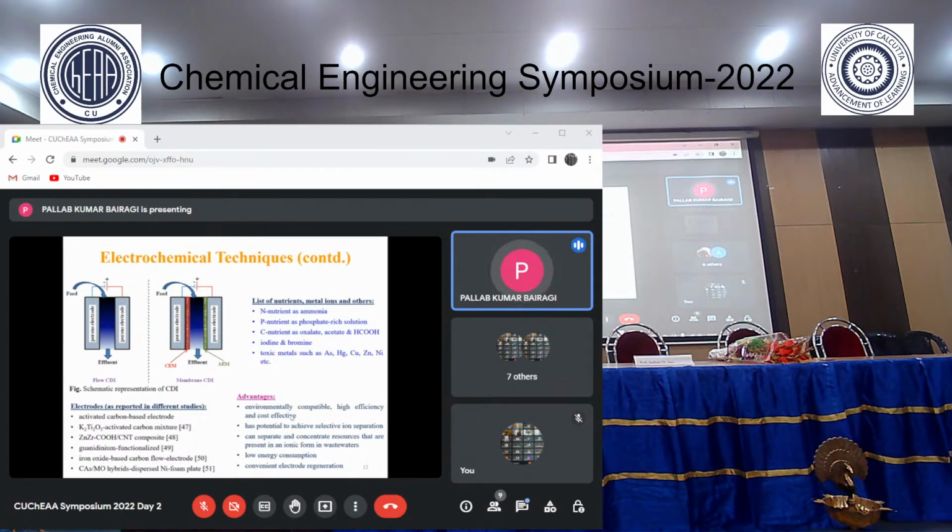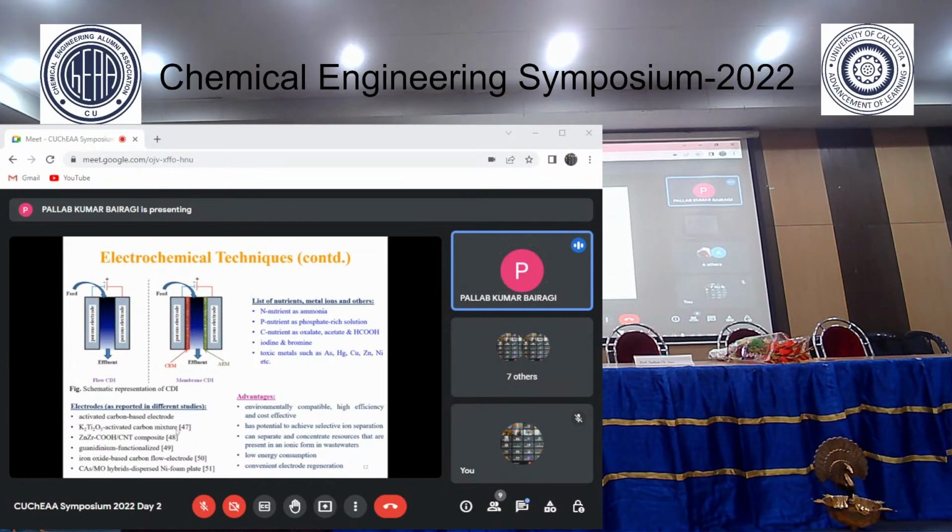The constantly charged positive ions like potassium, sodium, and calcium are largely released back into the waste stream because of polarity reversal. Recovery of ammonia has also been studied from various wastewater streams, such as coal gasification, grey water, and others. An electrode based on a K2Ti2O5 activated carbon mixture showed approximately 80% ammonia recovery.